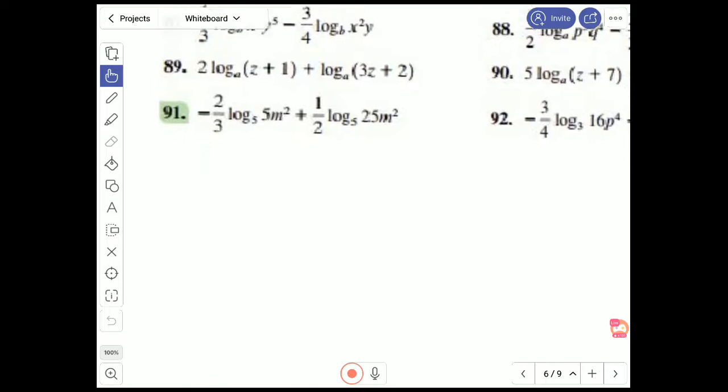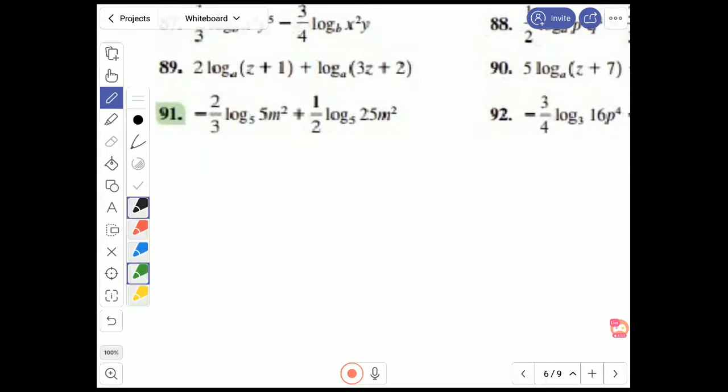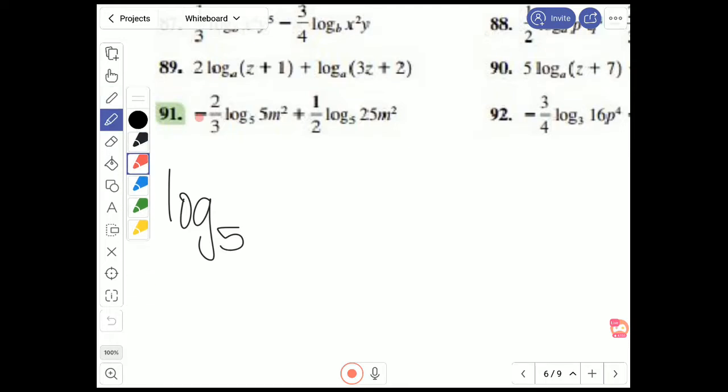That means I'm going to put these together, so I'm going to have the log base 5 of something. Keep in mind that whatever the sign is tells you if that part goes in the numerator or the denominator. If it's negative, I'm going to put that in the denominator. So all of this, after some manipulation in a second, is going to go down here in the denominator.